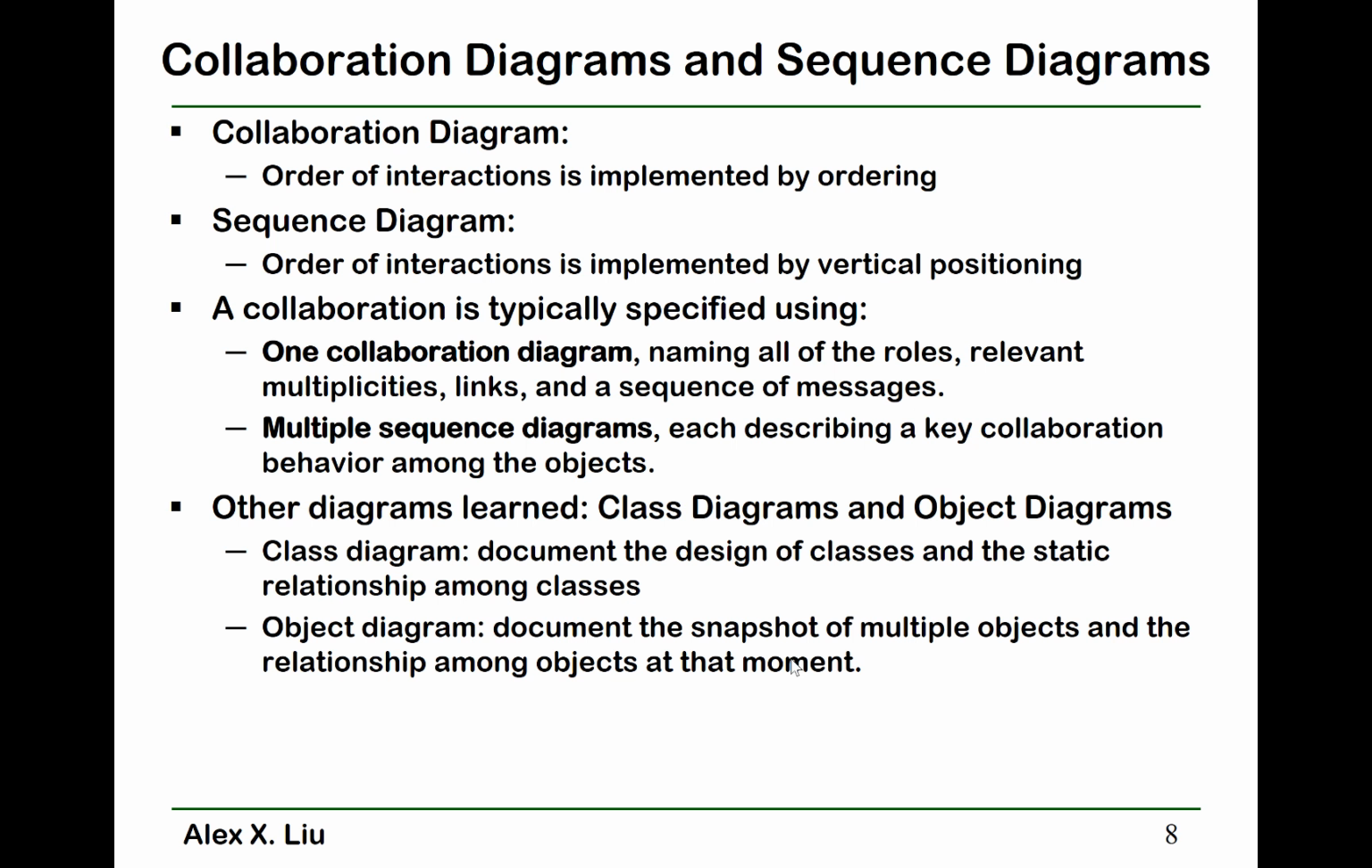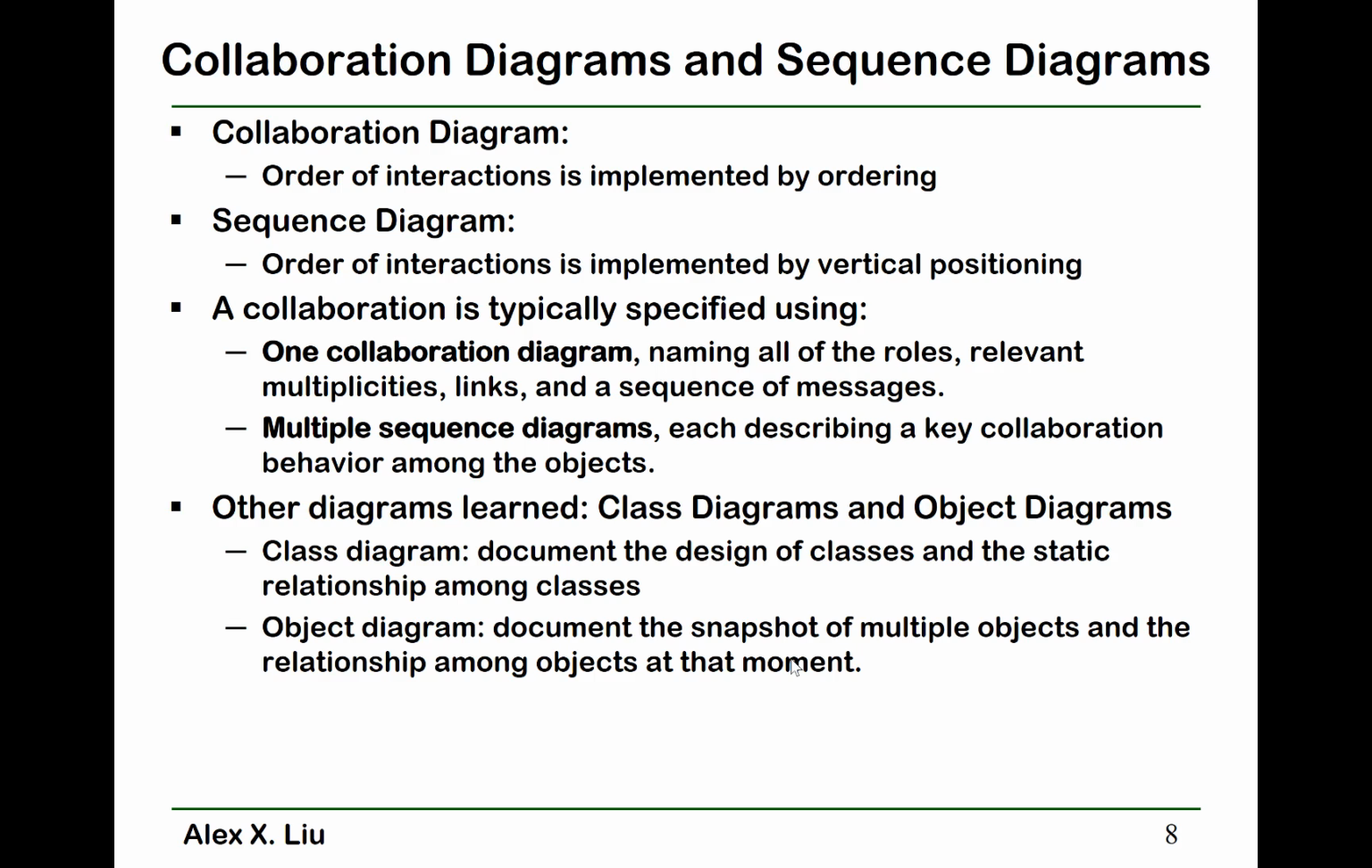All right, so now let's compare the collaboration diagram and the sequence diagram for a bit. In collaboration diagrams, the order of the interactions is implemented by numbering. So you list 1, 2, 3, 4, 5. And in sequence diagrams, the order of the interactions is implemented by the vertical positioning of the bars and the starting and ending points of the bars.